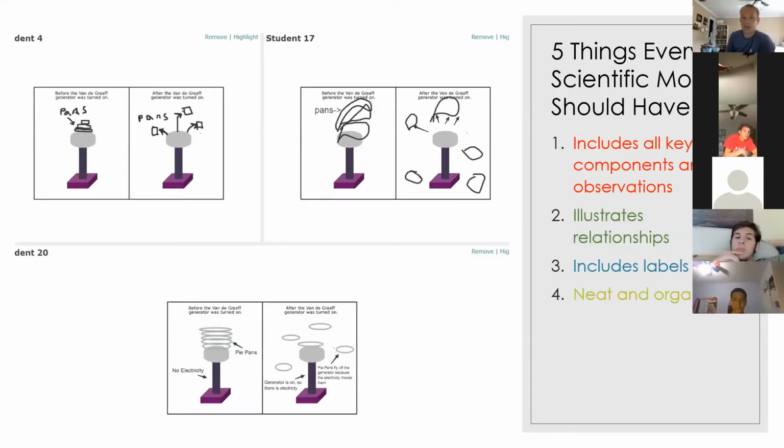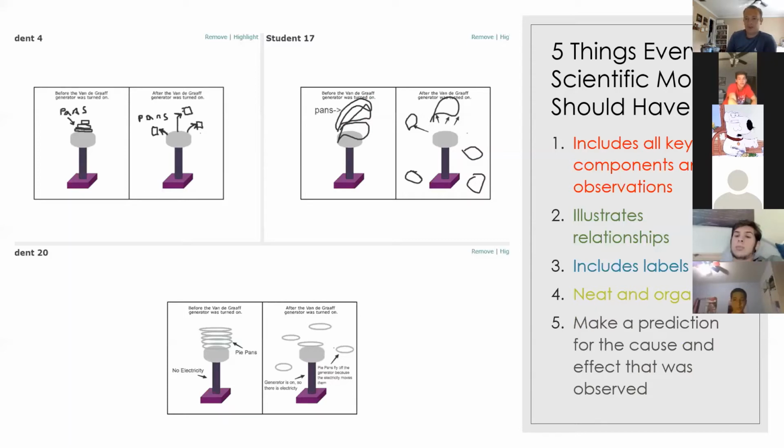I know you guys are drawing either on your phones or on laptops, and so the neatness is probably not going to be there for right now, but your model should be neat and organized as much as possible. And then the last thing is there should be some sort of prediction for the cause and effect.